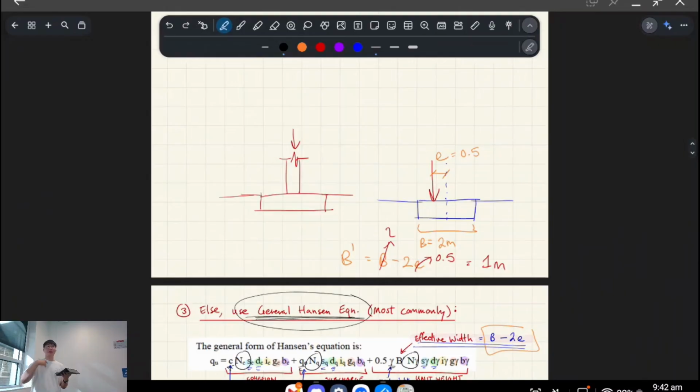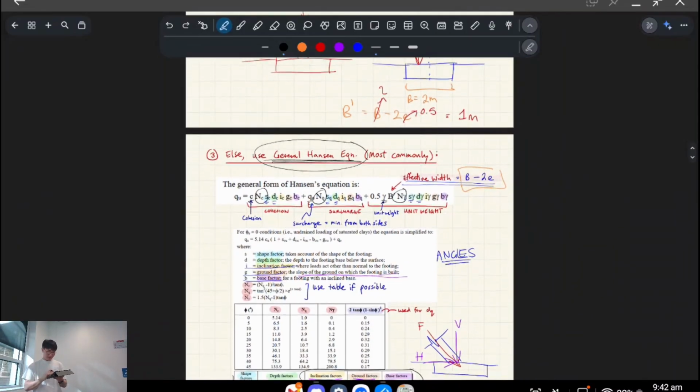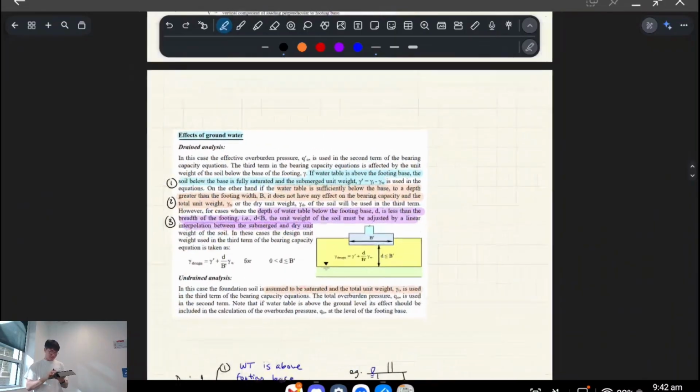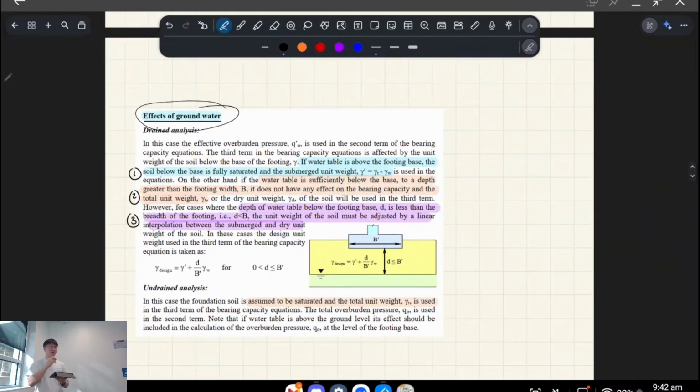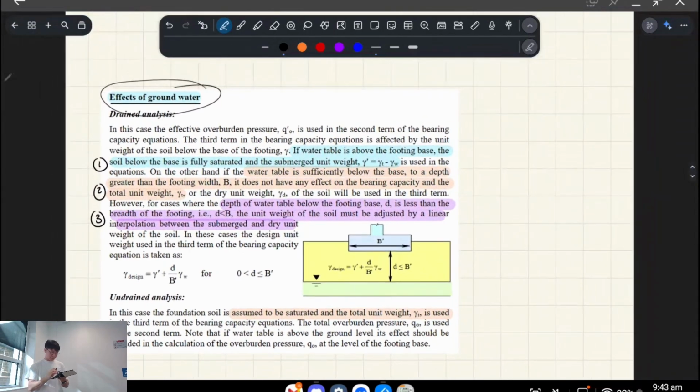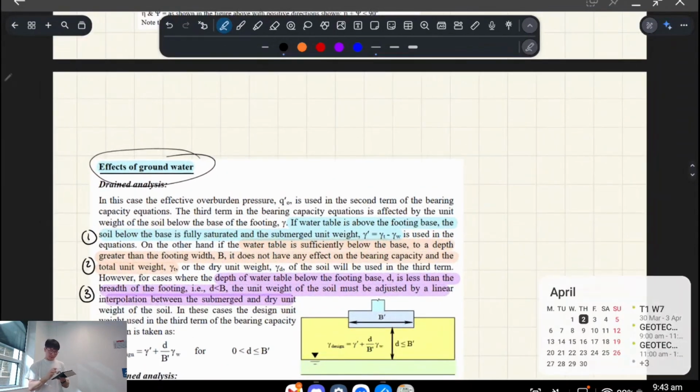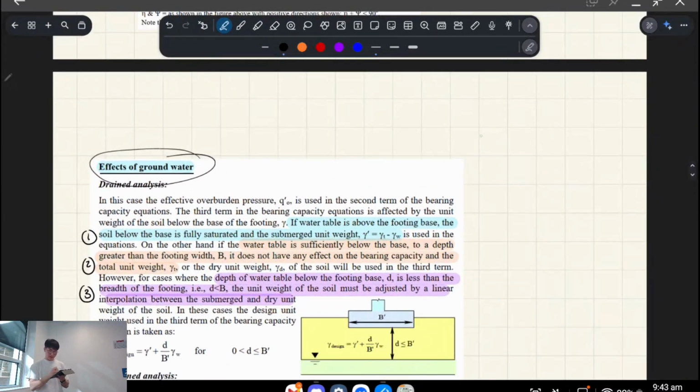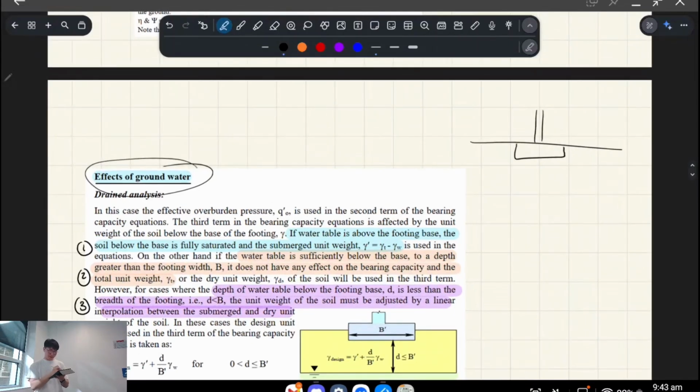Yeah, the reason I am talking about effective width at the moment is because you'll see it pop up in the next thing I'm going to talk about, and that's the effect of groundwater. Okay, so groundwater is basically when you have a water table underneath your ground. So let's say that's your pad, and your water table can do something like this, let's say.